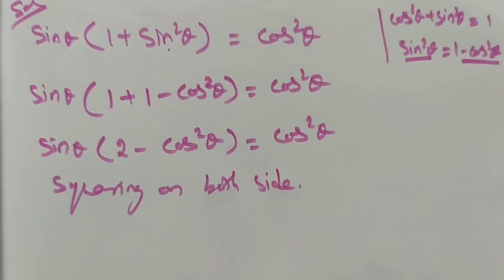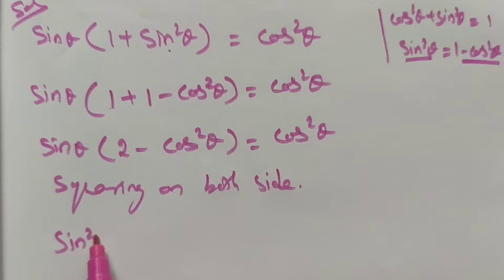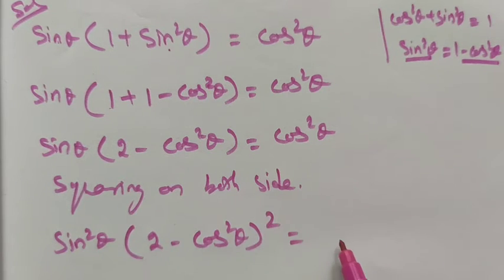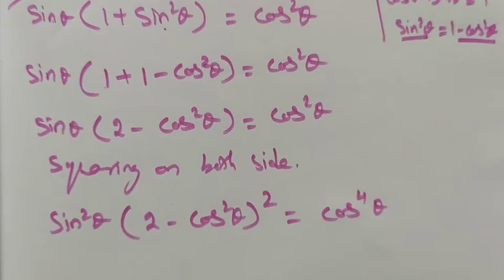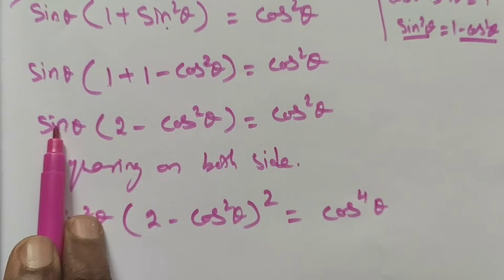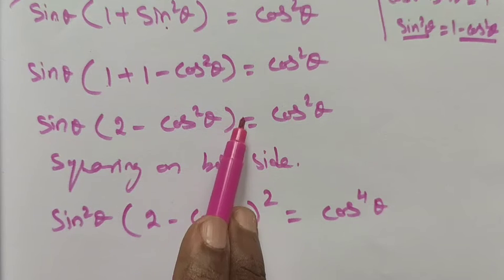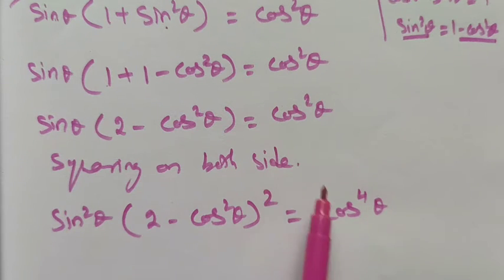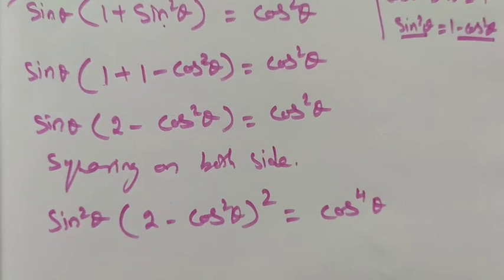When we square on both sides, here we have sin square theta into (2 minus cos square theta) whole square is equal to cos power 4 theta. (Cos square theta) whole square is nothing but cos power 4 theta. Squaring on both sides means sin square theta into (2 minus cos square theta) whole square, and minus cos square theta whole square means we get cos power 4 theta.